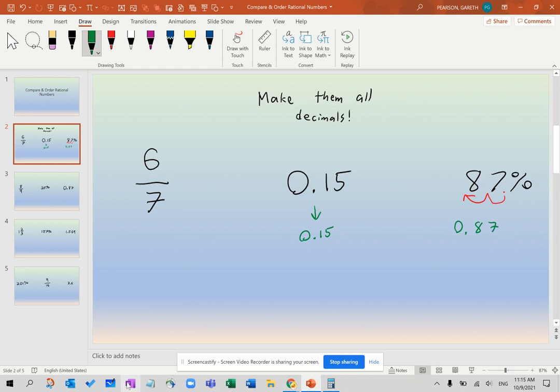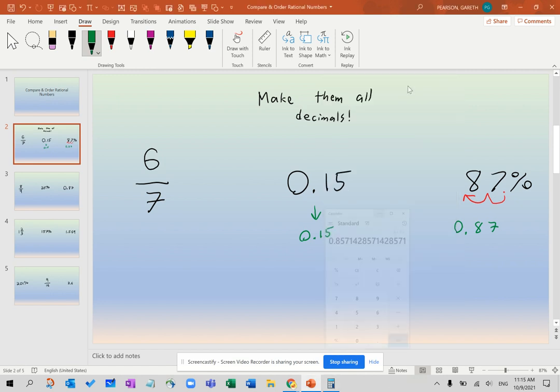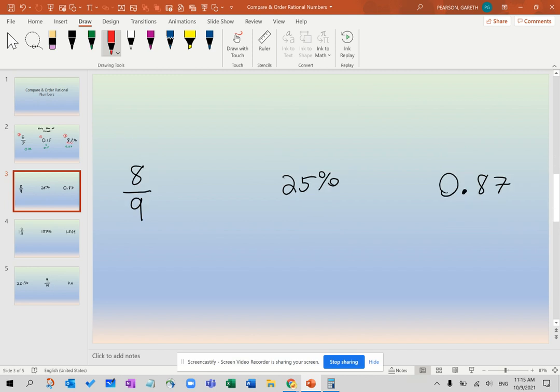Okay, now we're almost done. The only one that's left is 6 over 7. Well, if you remember, 6 over 7 just basically means 6 divided by 7. So when you do 6 divided by 7, you get more or less 0.85 or 86, right? So we can write that as 0.86. So if we're putting these in order, the smallest one is this one. This is first. The second smallest one is this one, 0.86, and then the third smallest one is this one, 0.87. Boom, you're done.